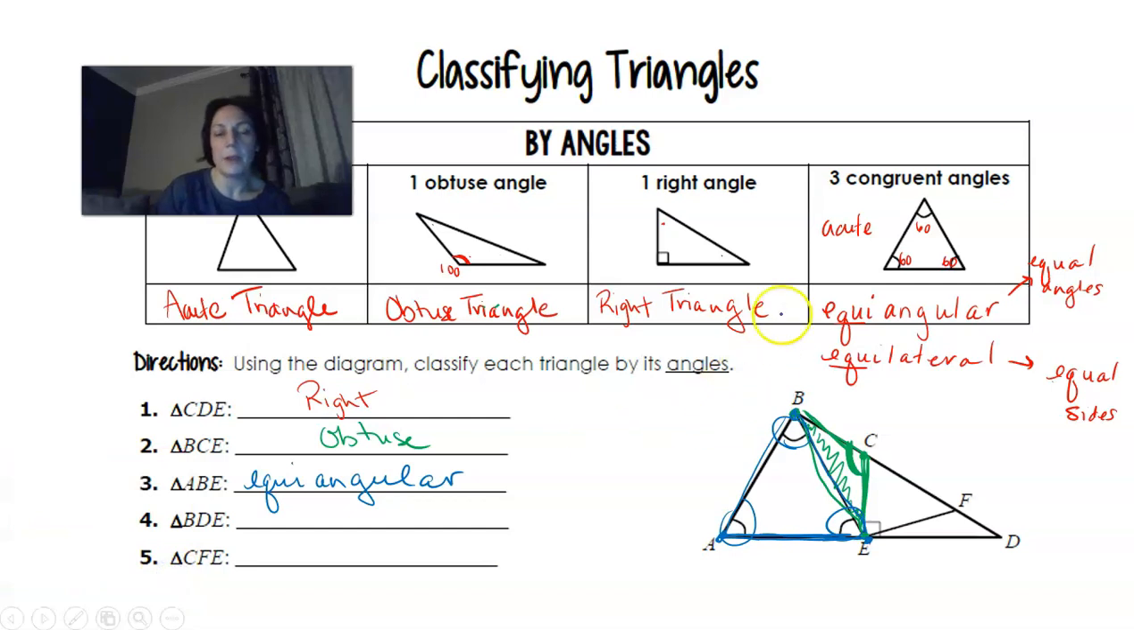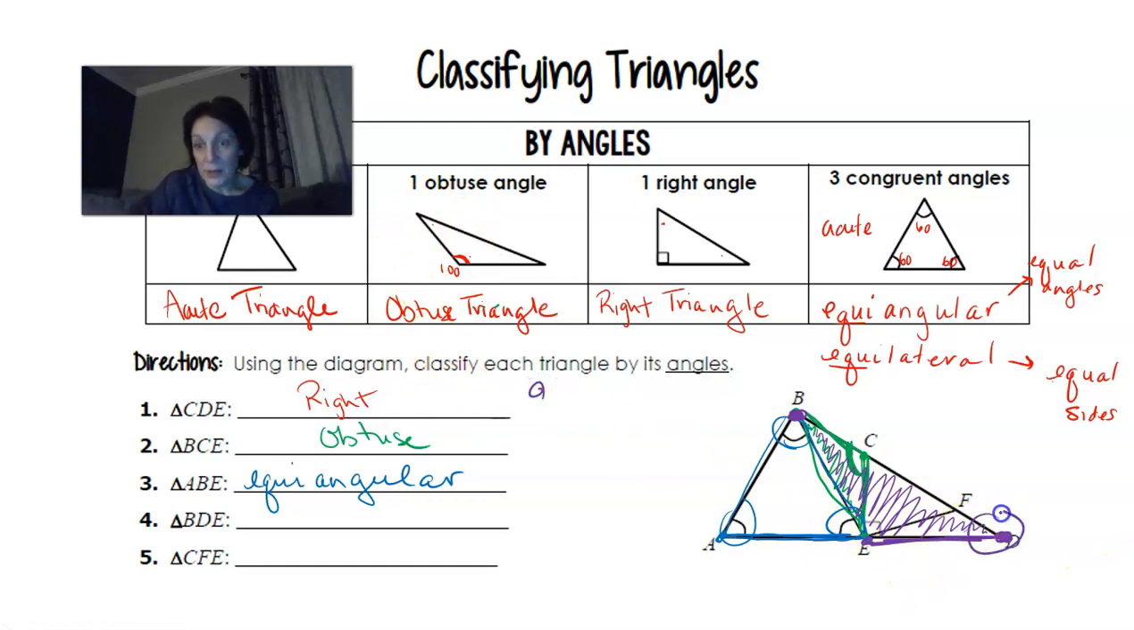Purple. Okay, we're getting those springtime colors on. All right, let's see. B, D, E. So that's this big triangle over here. I'm going to color it in. All of this. Look at that big boy. Okay, so let's check out his angles.